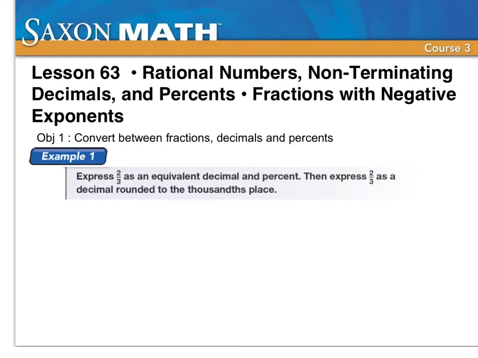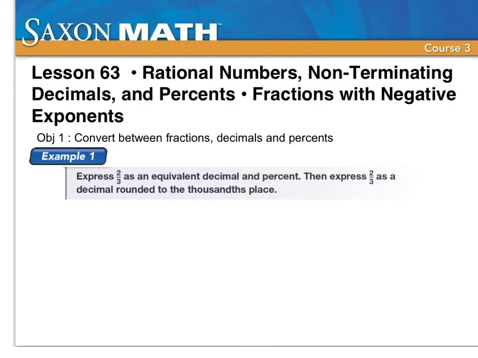Okay, we're on lesson 63, talking about rational numbers, non-terminating decimals, and percents, and with fractions with negative exponents. Example 1 says to express 2/3 as an equivalent decimal and a percent. Then express 2/3 as a decimal rounded to the thousandths place. And I almost forgot, don't forget to write down the objective up here.